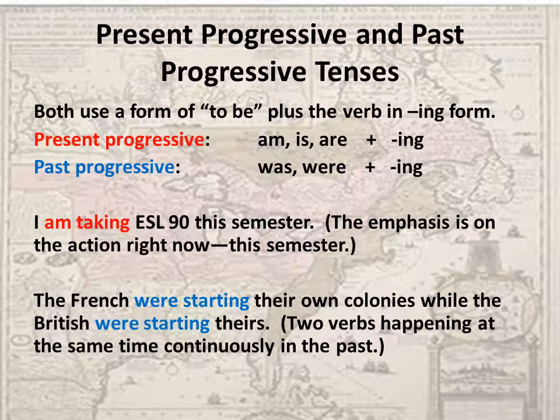For the past, we can say the French were starting their own colonies while the British were starting theirs. Here there are two verbs happening at the same time continuously in the past. So this is in comparison, two things happening at the same time. This is really the most common use of the past progressive. We don't want to use the past progressive when we can simply use the simple past.